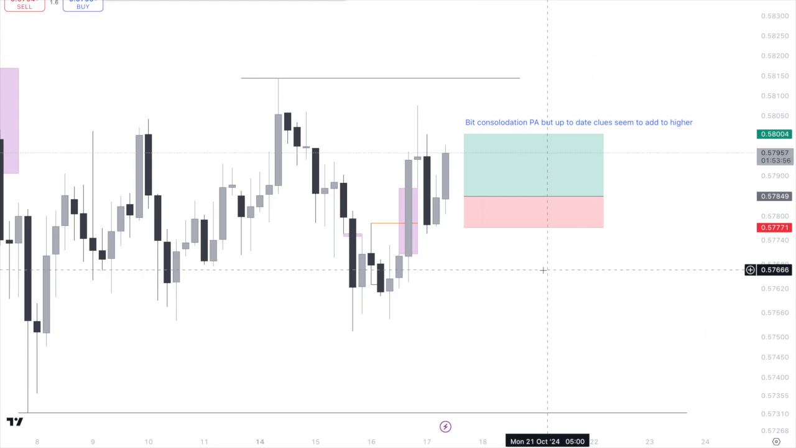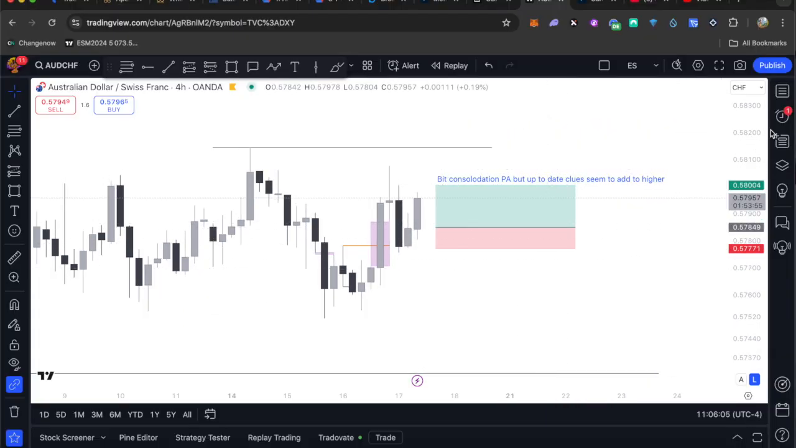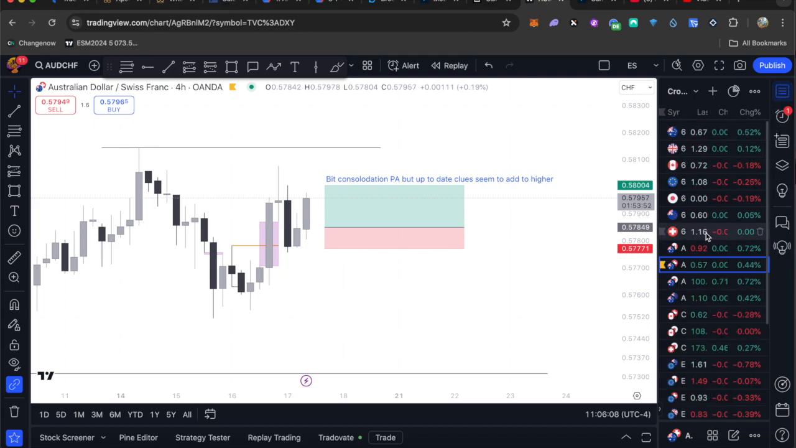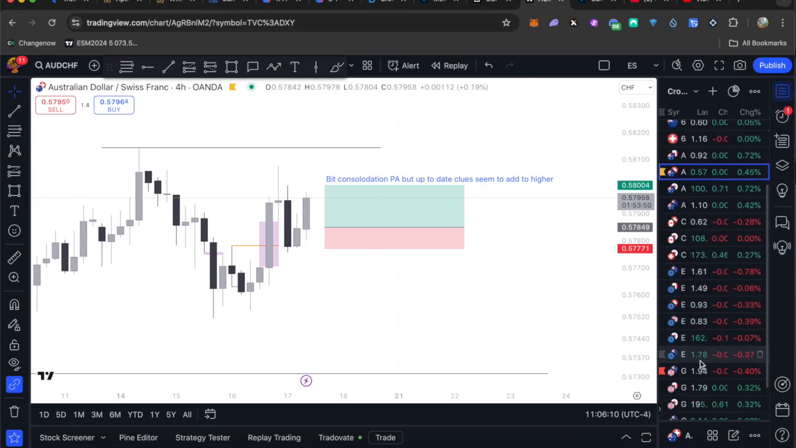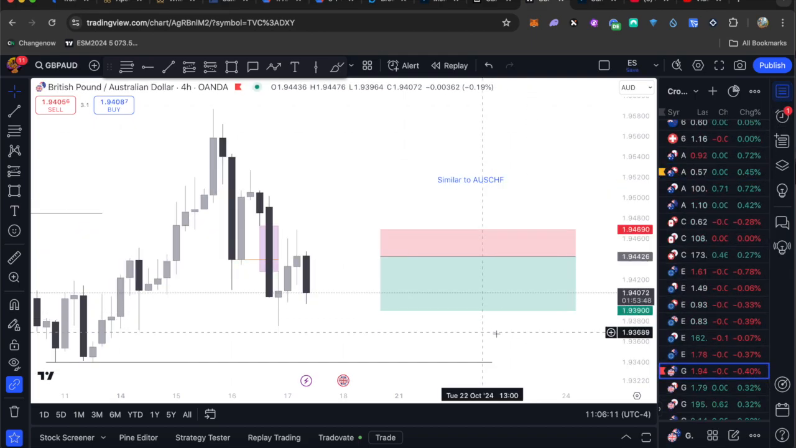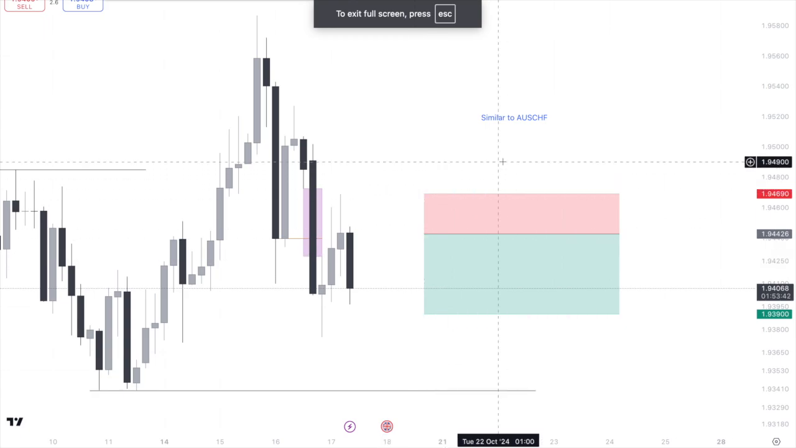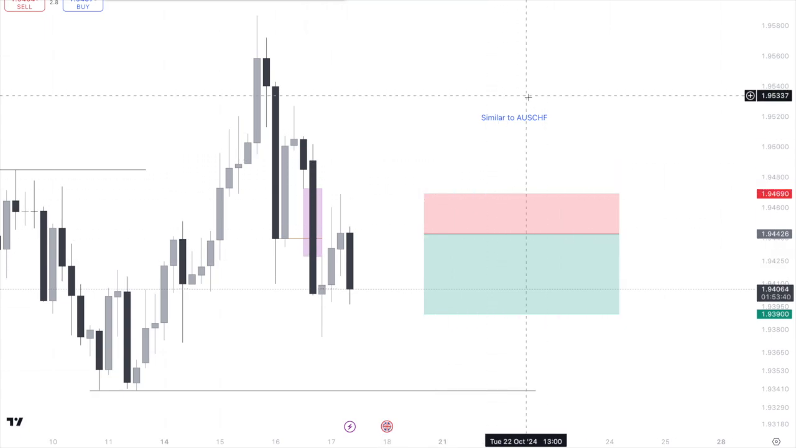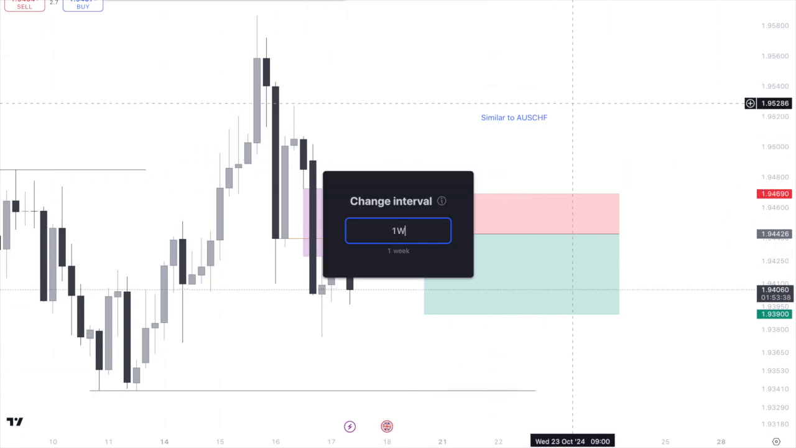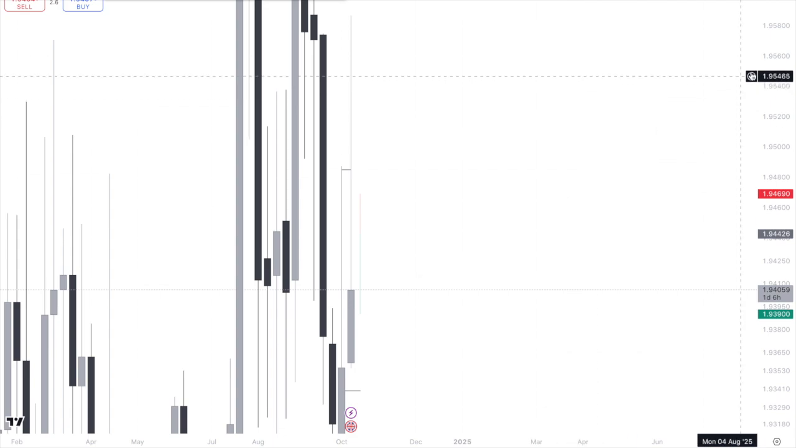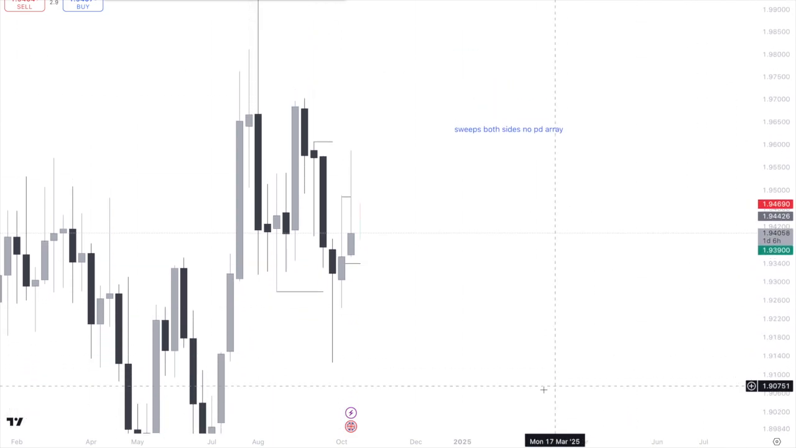But what I was liking a bit better, because of the news, we have GBP news tomorrow as well as the Australian dollar news. See, this one might come in within one candle, nice and strong. This one was, I've got it here, similar to Australian dollar CHF. If I go on the weekly, bit of a nothing weekly.